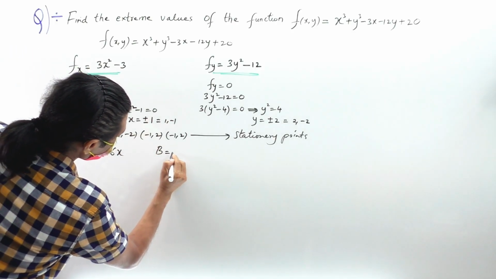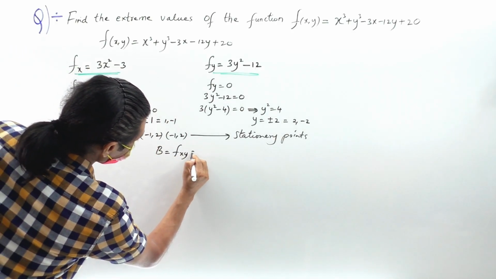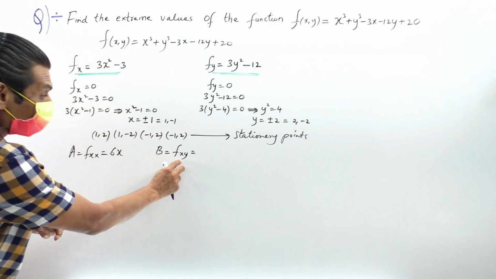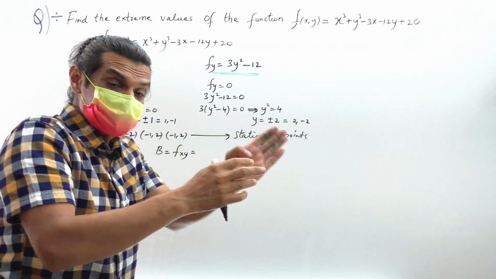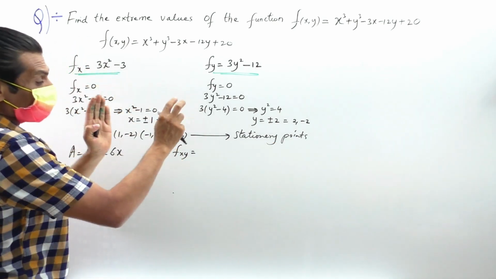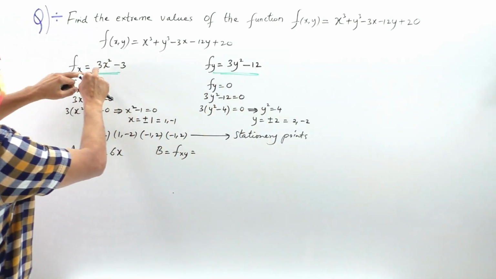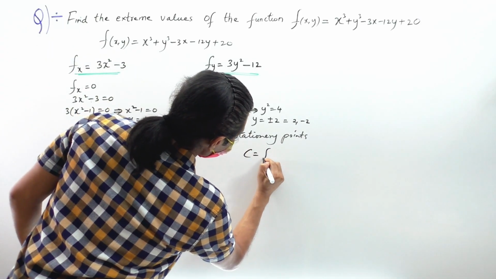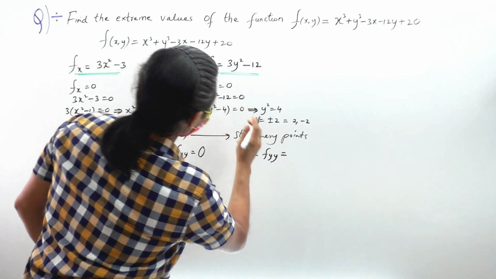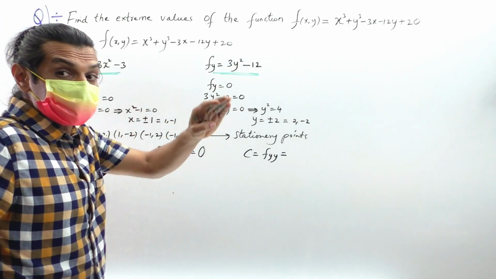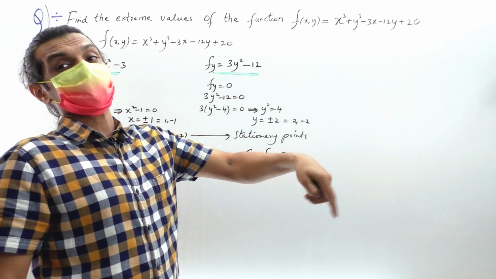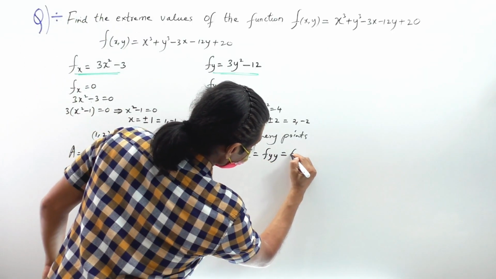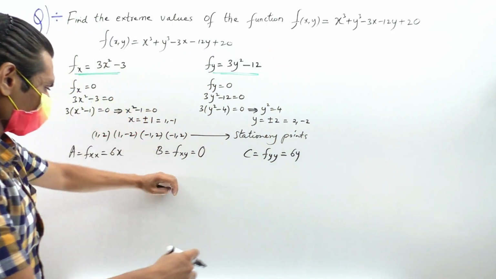B equals f of xy. That means partial differentiation of fx with respect to y. What is fxy means? Fx what we obtained here, with respect to y partially. There is no y terms here. So, 0. And finally, C is equal to f double y. Fy is 3y square minus 12. Again, differentiate partially with respect to y. Differentiation of 3y square is 6y. So, we have 6y and 0. So, we found A, B, C now.